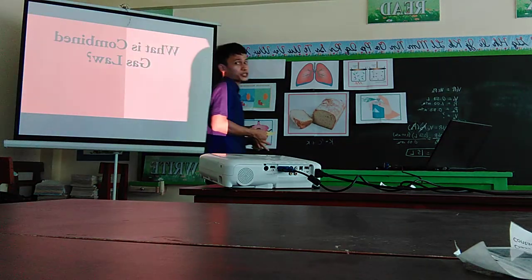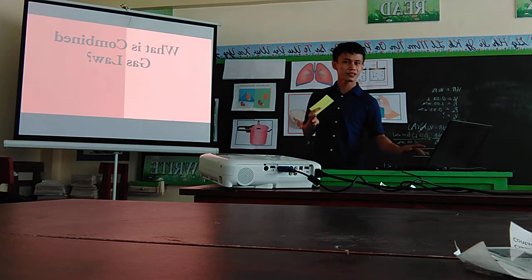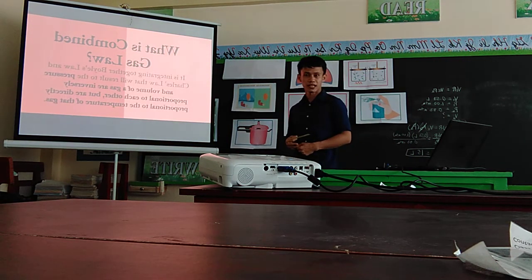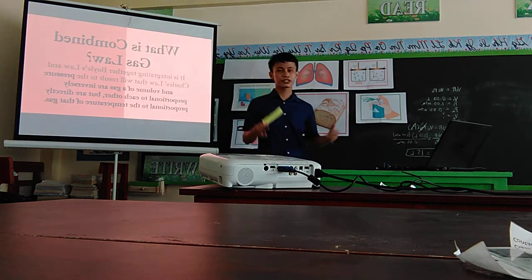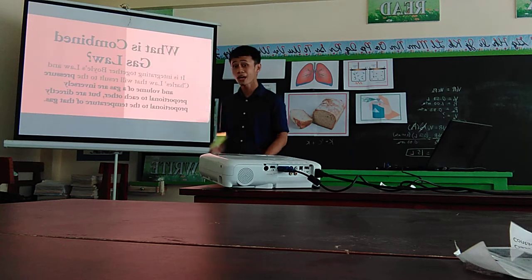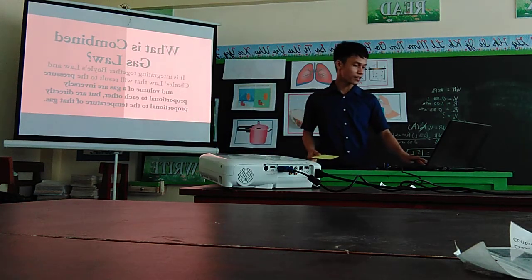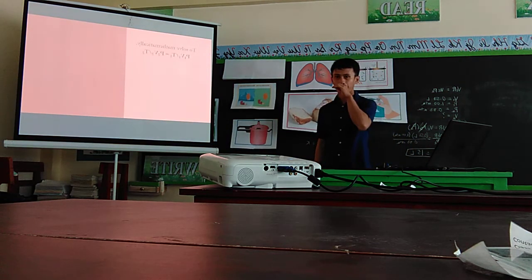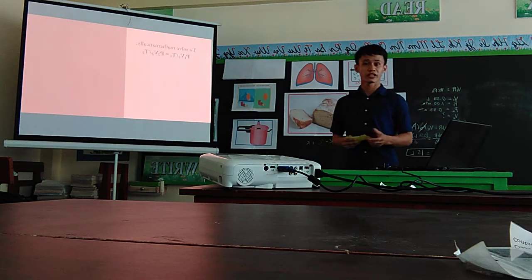Very good. Combination of all gas laws we have discussed. So it is about the integrating of Boyle's law and Charles' law that will result to pressure and volume of a gas are inversely proportional to each other but directly proportional to the temperature. So to solve mathematically, P1 times V1 over T1 is equal to P2 times V2 over T2.